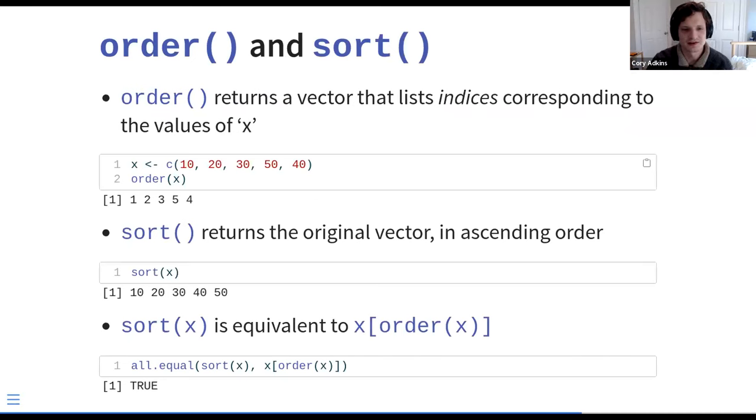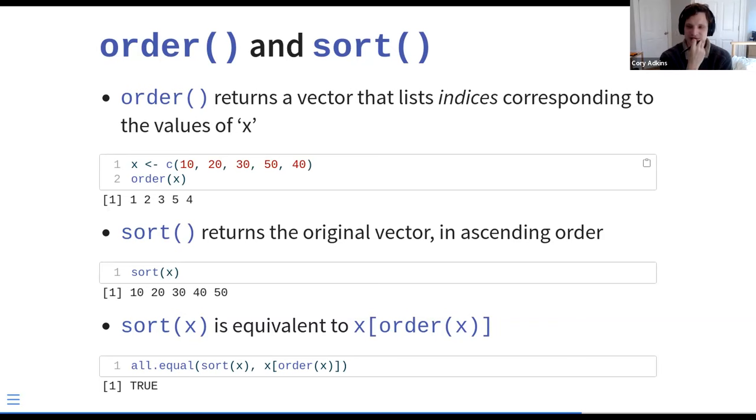So moving on, I guess, to order and sort. Also some fun functions here. I get them mixed up all the time, so hopefully this puts an end to that. Order is a function that returns a vector that lists the indices corresponding to values in X, which is the argument to order. And sort just returns X sorted in a particular way. That's important to remember. Order gives you indices and sort just returns the vector, so they are related.